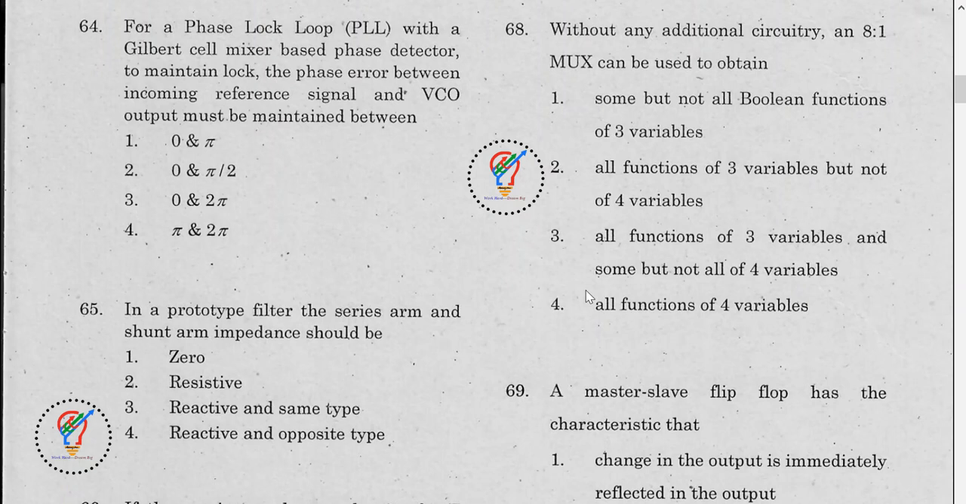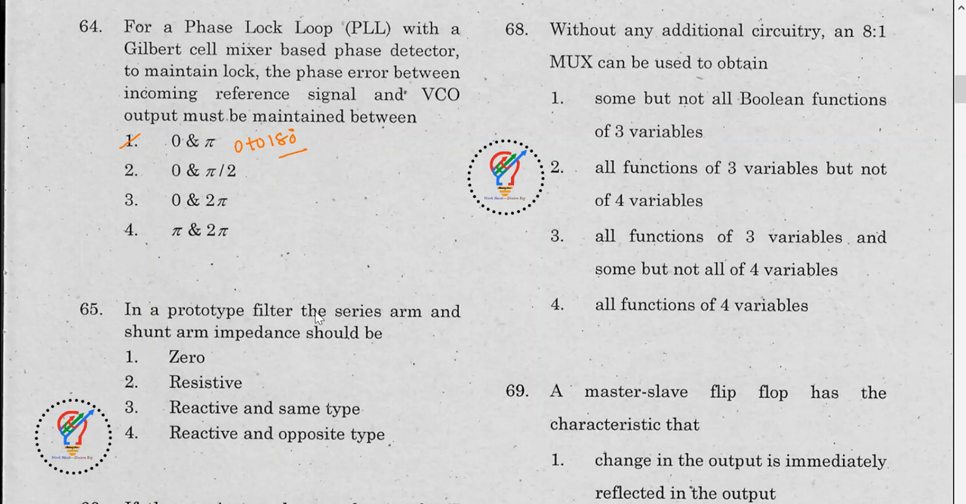Next one, the 64th question. For a phase lock loop (PLL) with a Gilbert cell mixer based phase detector, to maintain lock, the phase error between the incoming reference signal and the VCO output must be maintained between the values of 0 and pi, or we can say 0 to 180 degrees.